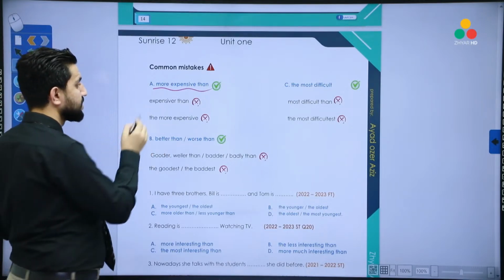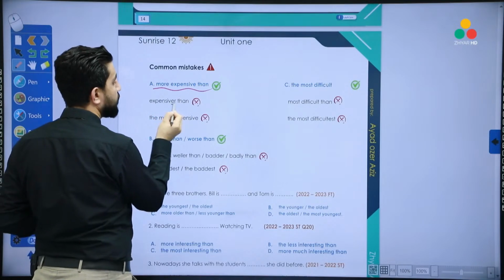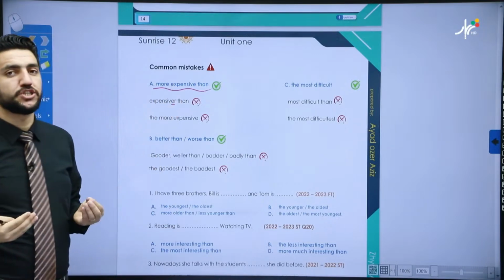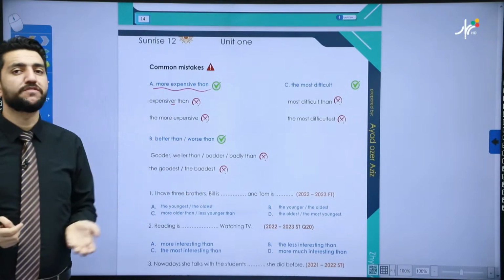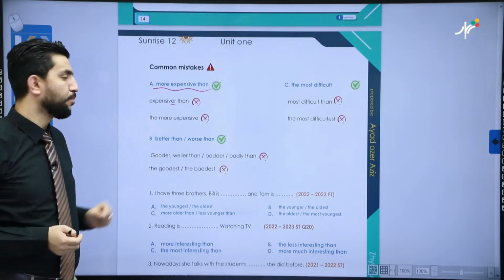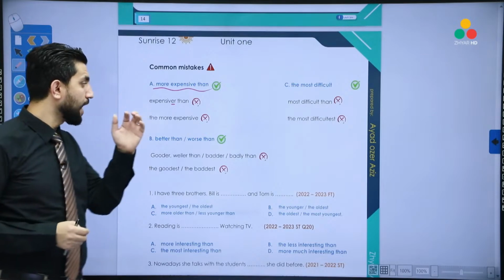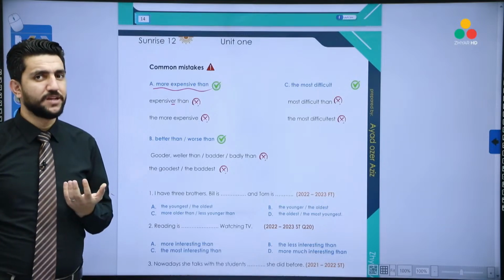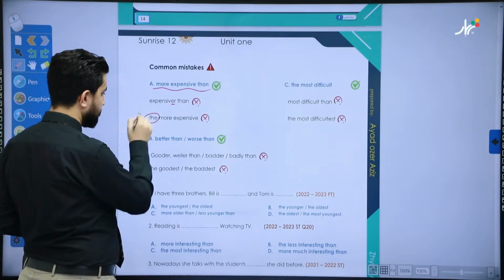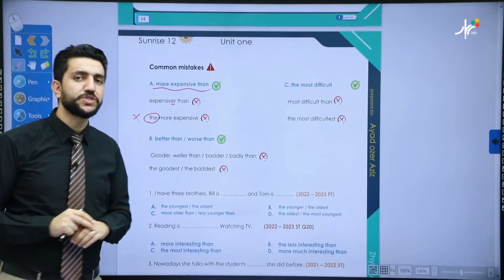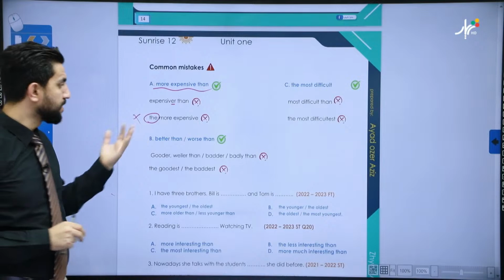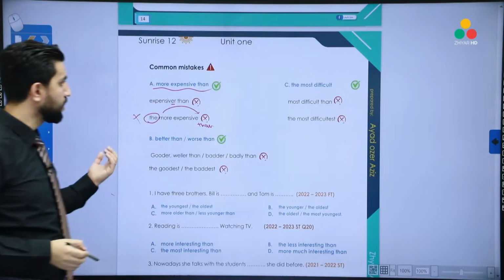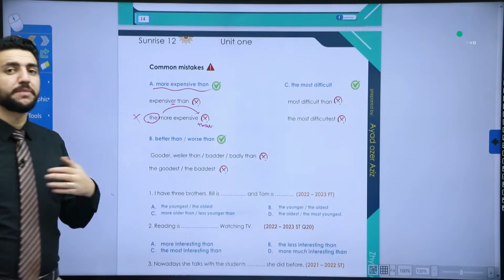But what's not correct is expensiver. That's wrong. Why? Because expensive is a two-syllable adjective, and with a two-syllable adjective, we never add er to make it comparative. We just add more or less to make it comparative. Okay, the more expensive. Do you think this one is correct? This one looks correct, but it's not. We don't use the with comparative. So it must be more expensive than, not the. That's also incorrect, wrong.